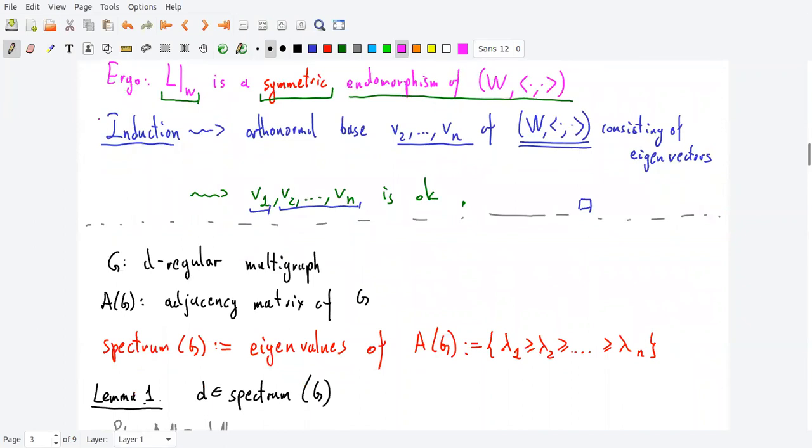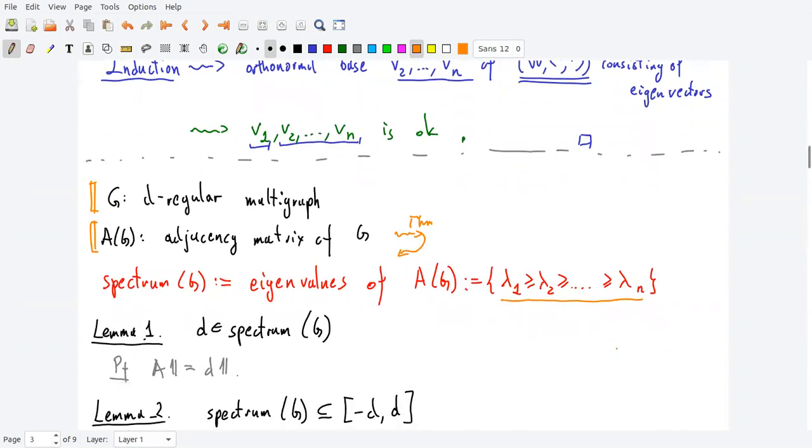Okay, so let's now think about how this applies to our situation of d-regular multigraphs and their adjacency matrix. So I have a d-regular multigraph again, and I look at its adjacency matrix, and from our theorem we understand that if I look at the spectrum of this, I have all the eigenvalues I need, and all of them are real. So I can have eigenvalues lambda 1, lambda 2, up to lambda n, ordered like this, so lambda 1 is the largest eigenvalue. We will try to understand the properties of the matrix through the properties of the spectrum.